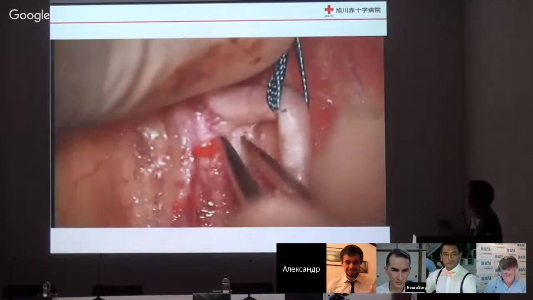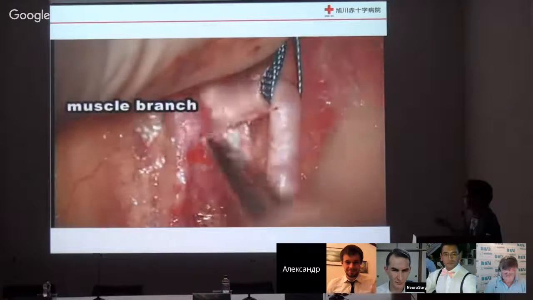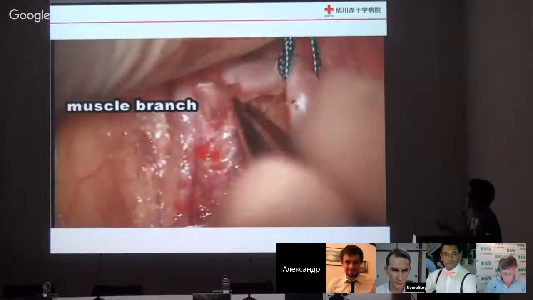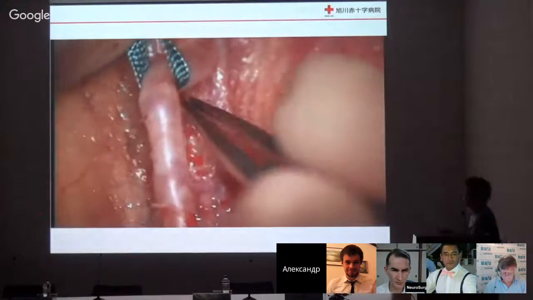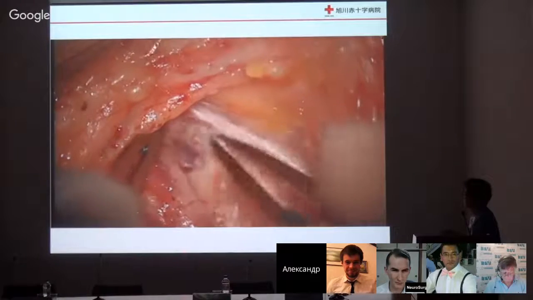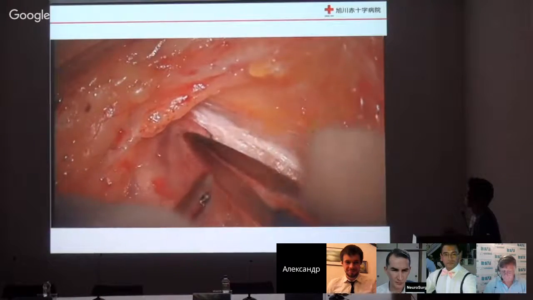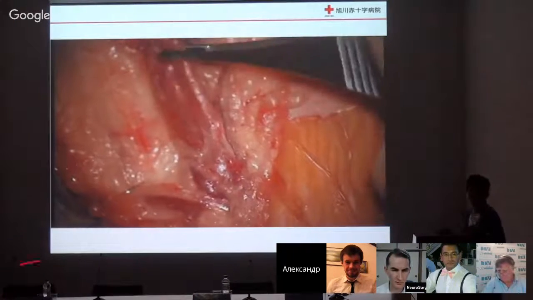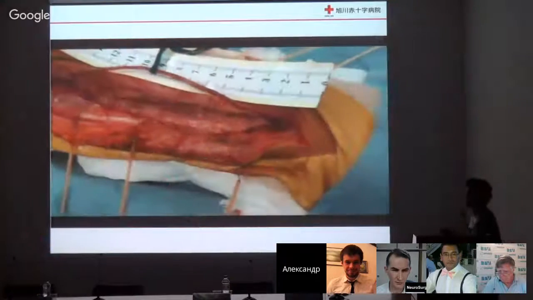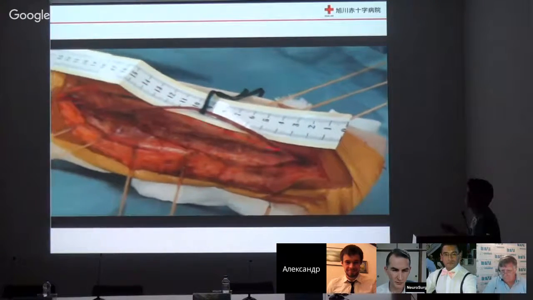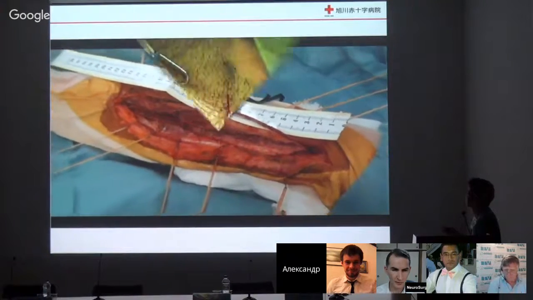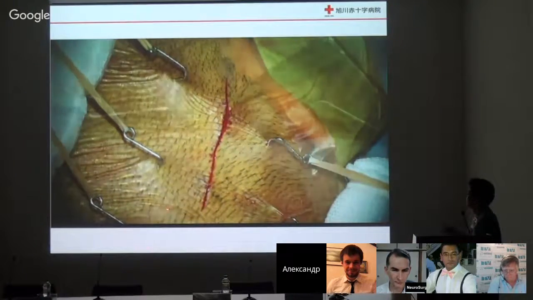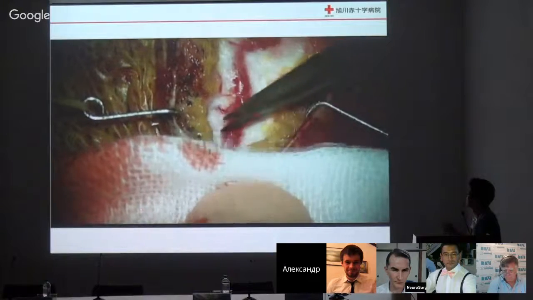The radial artery has many tiny muscle branches. Coagulate and cut, and please take care of avulsion injury. Usually we need 20 centimeters for an ECA to M2 bypass. Then move to the cranium. This is STA harvesting.